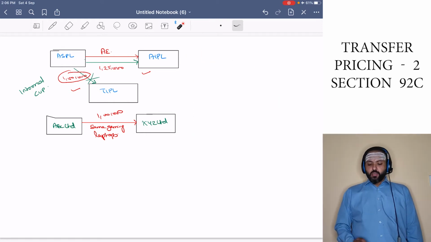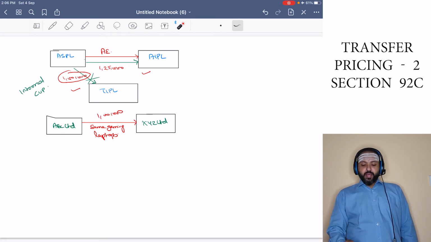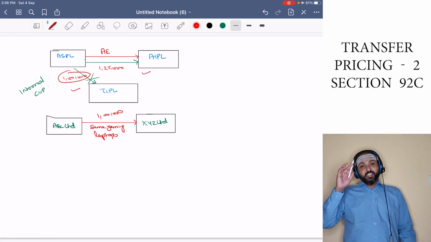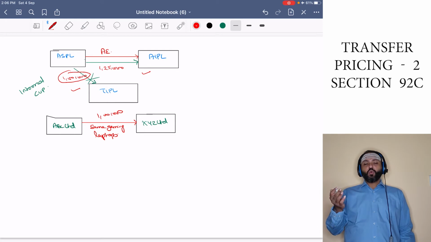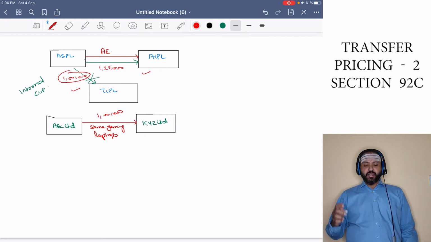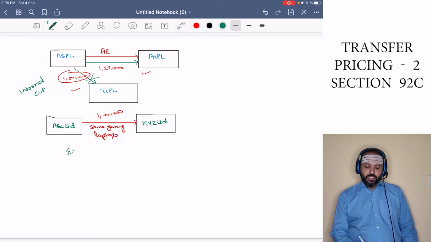Now, this type of comparison, where we are using an external transaction to compare our internal transaction, is called external CUP.